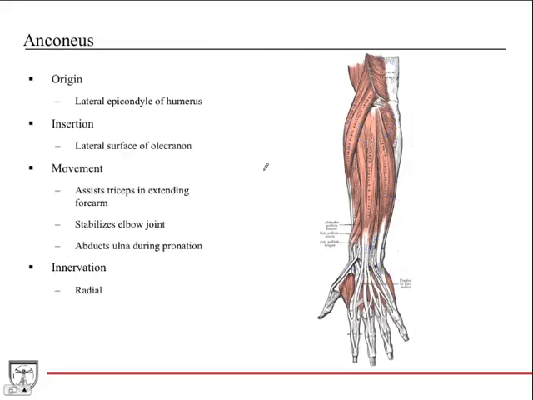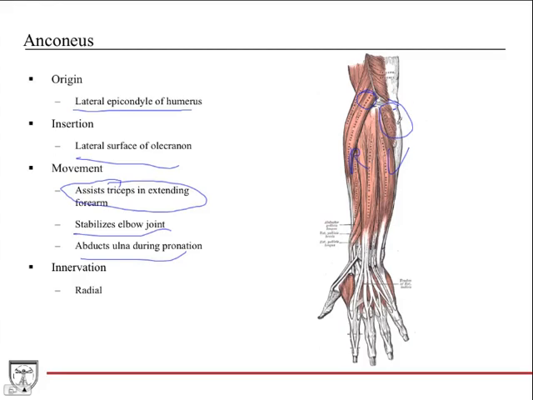The Anconeus muscle, this is a muscle right here. It's a kind of a unique shape to it. It originates from the lateral epicondyle of the humerus, so it originates from over here, and then it wraps around kind of the elbow joint and attaches onto the lateral surface of the ulna. So again, this would be the ulna here, deep, and the radius deep here. It wraps around, and because of its unique shape and location, it assists the triceps in extending the forearm, so extending the elbow joint, because it crosses over the elbow joint. It helps stabilize the elbow joint, and then it helps abduct the ulna.